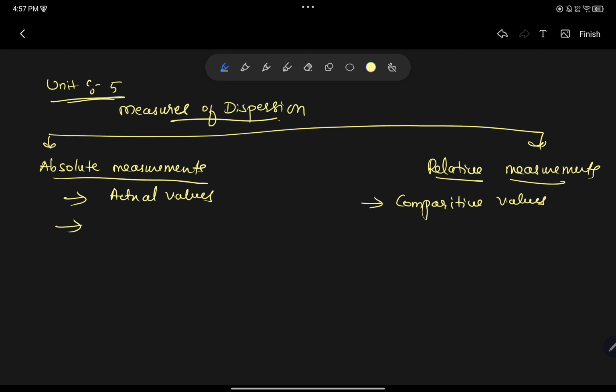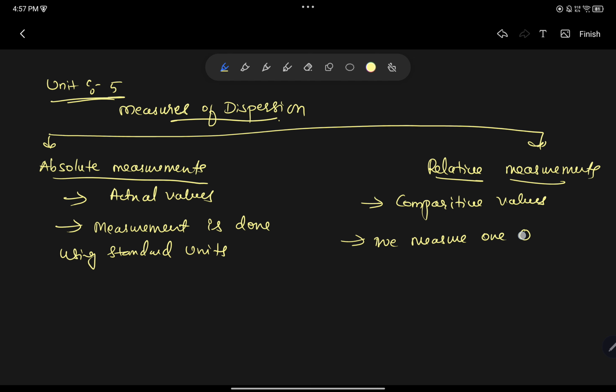When measurement is done using standard units, we call it actual values or absolute measurements. Whereas when we measure one quantity in comparison with another, it is called relative measures.